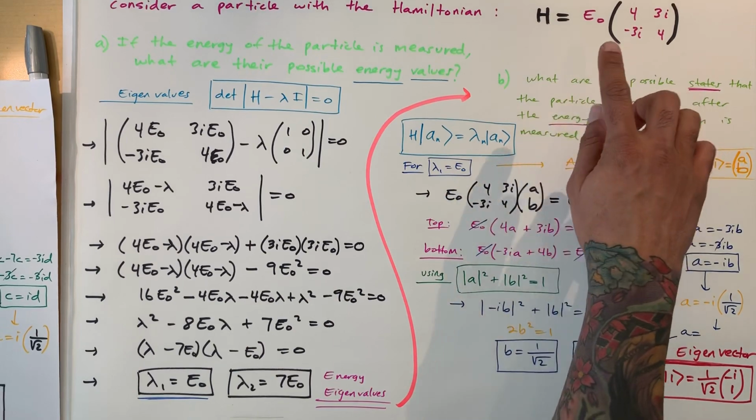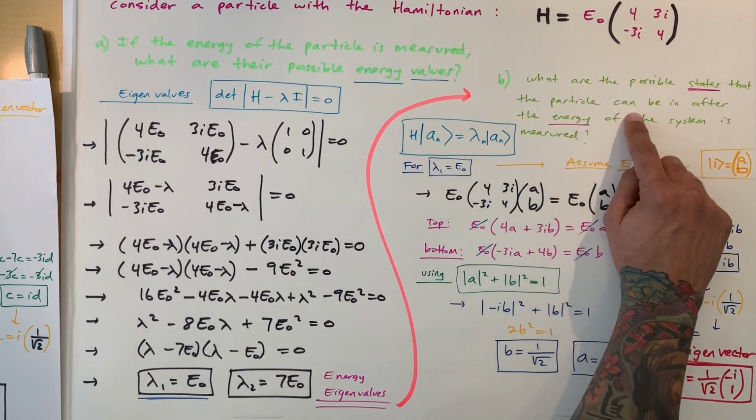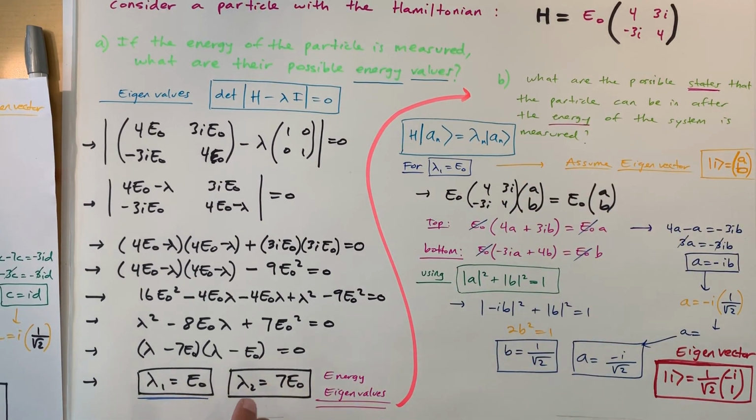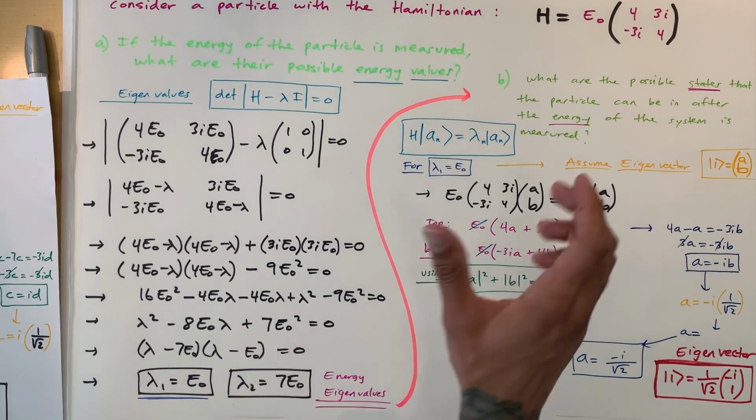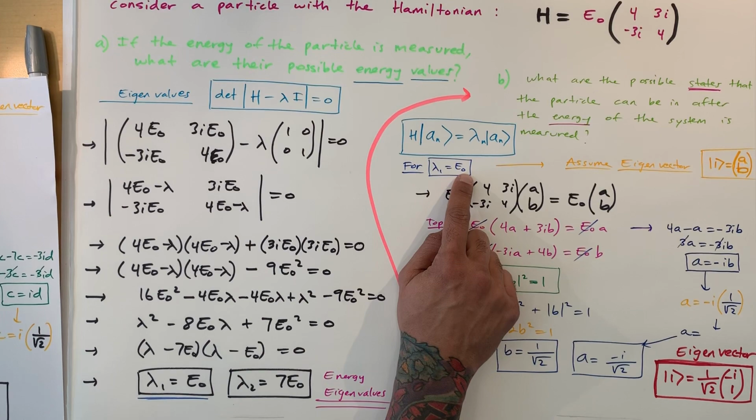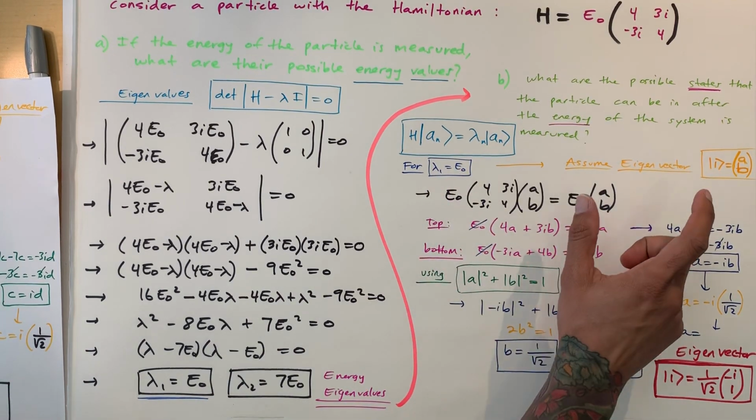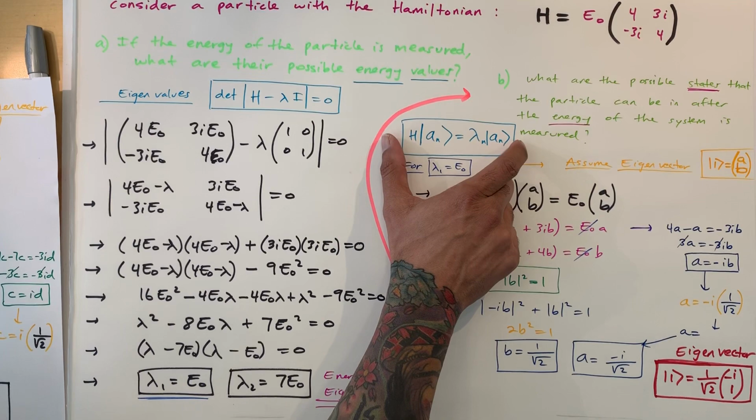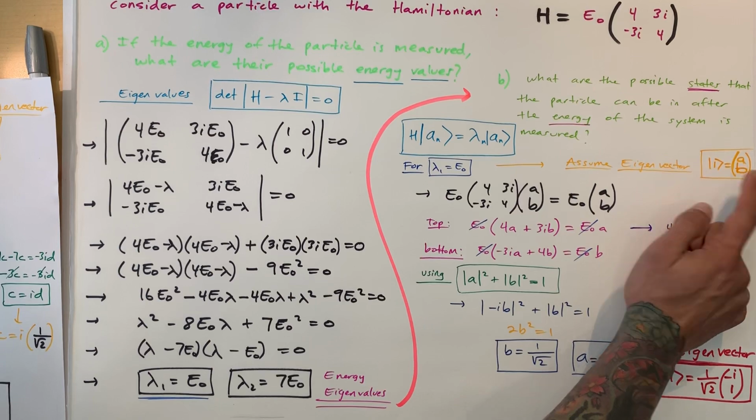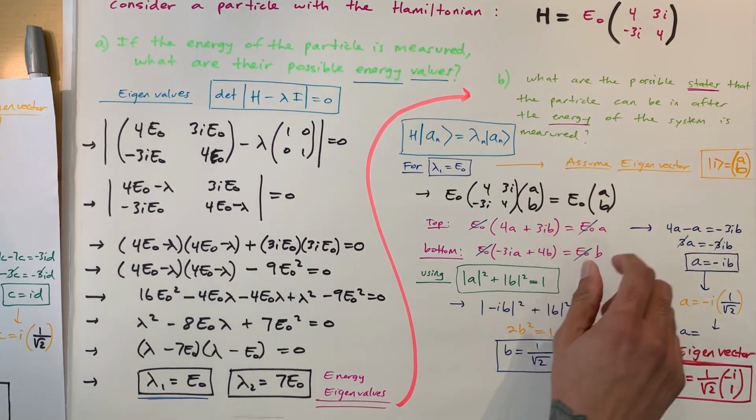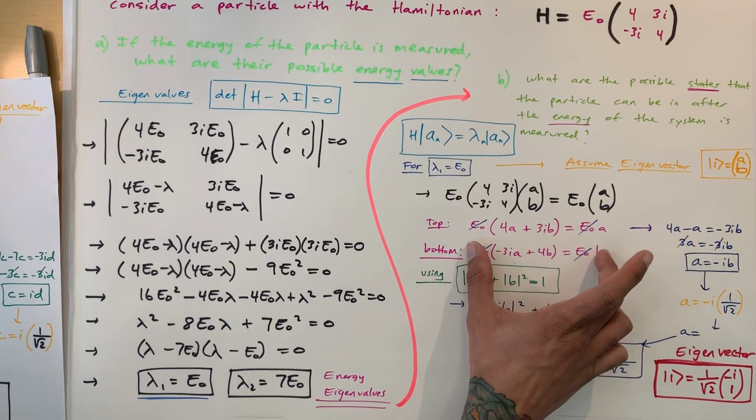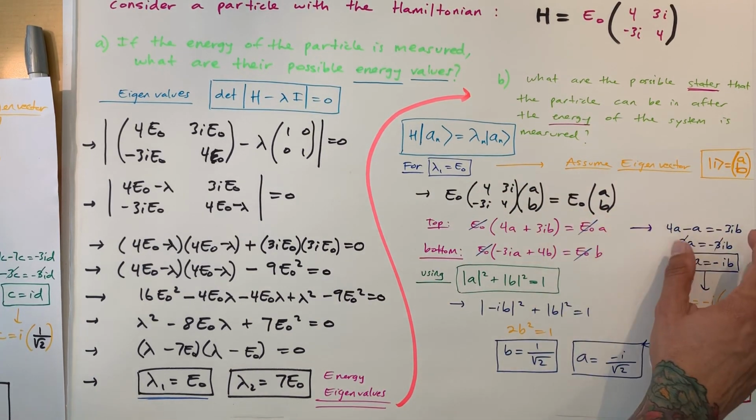Now it's asking us, what are the possible states that the particle can be in after the energy of the system is measured? So after we've measured the energy of the system, what are the possible states it can be in? And so checking our first eigenvalue for the energy, we use our eigenvector equation. We assume that the eigenvector is denoted by the state vector 1, and the constants we need to find. Okay, we use the equation, the bottom of the matrix, I solved for the top specifically.